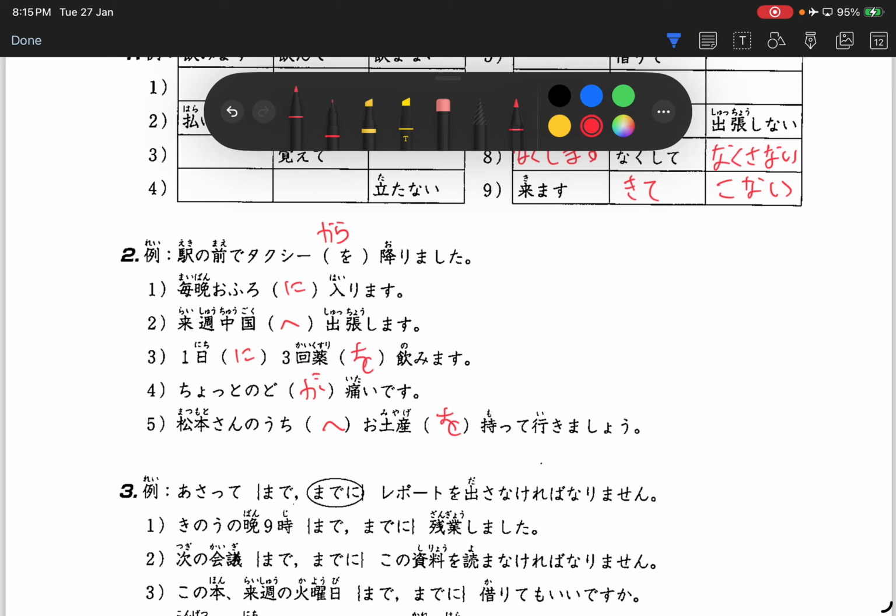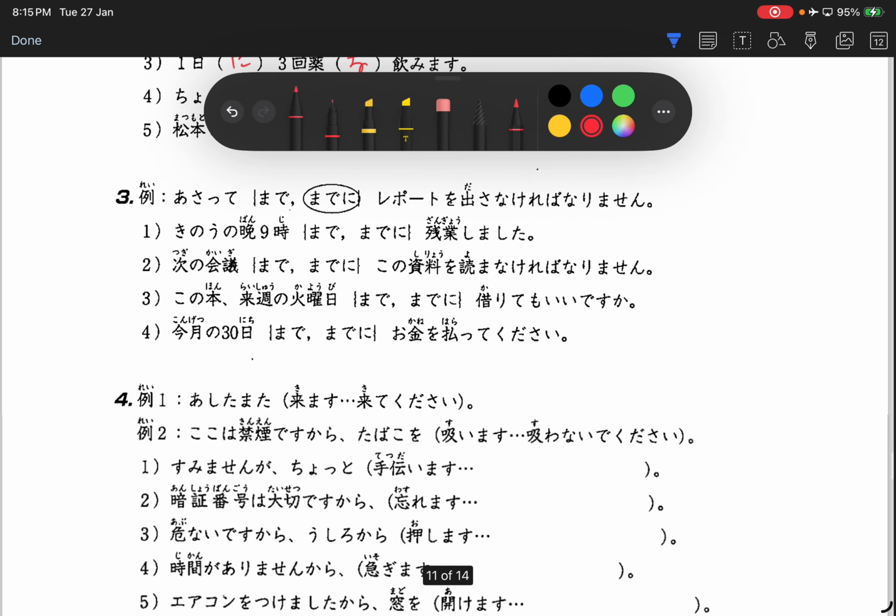Of course we can also use から: 松本さんの家からお土産を持って行きましょう。That means you take from his house and go. But at the same time, contextually, it doesn't make sense. Grammatically, it's correct. So it really depends on what you want to say. Okay, so this is the best answer.